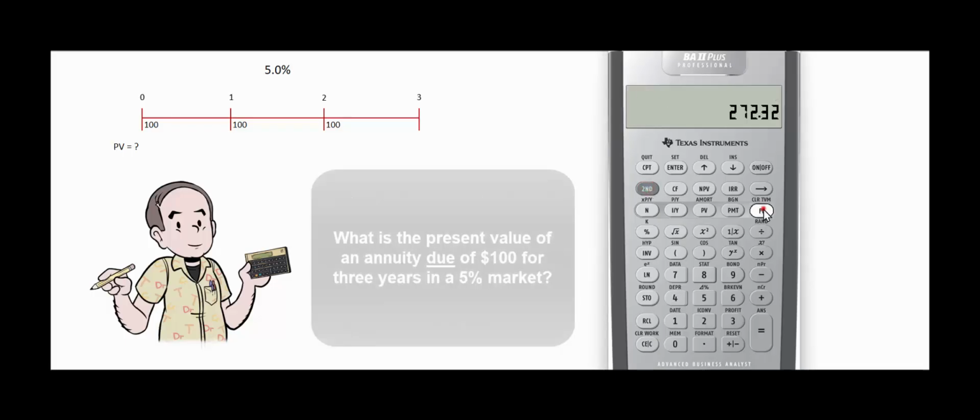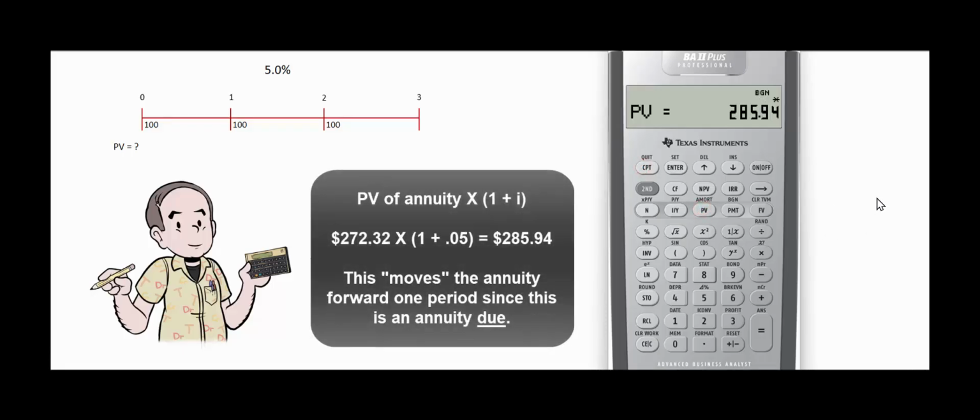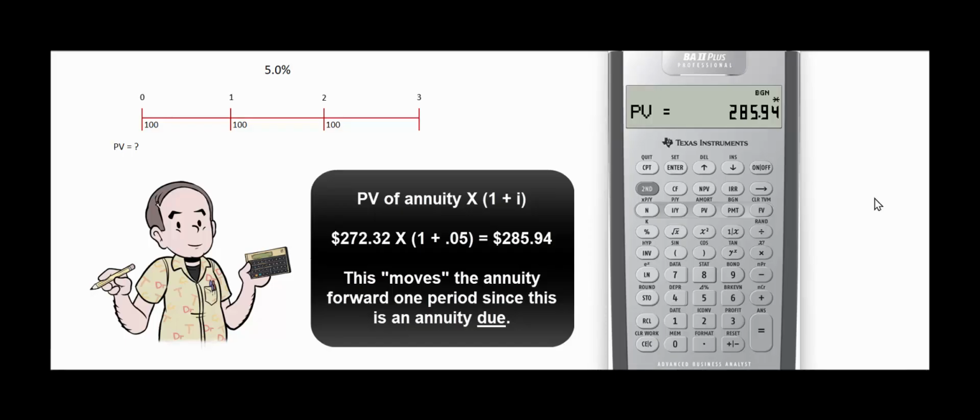But let's check ourselves. Let's hit second, clear. That clears the time value menu. We'll go to second, begin, second, set. That sets it on begin, second, quit, and now we'll fill in the numbers. What's the N? 3 is the N. What's the I? 5 is the I. PV is what we're trying to solve for. $100, let's make that a negative number so it comes back as a positive. That's our payment. There's no big payment due at the end. There's no future value. So then we'll hit compute PV, and sure enough, there's the 285.94, which we got by taking that 272.32.